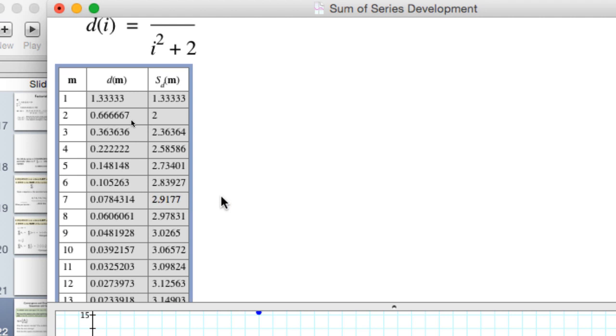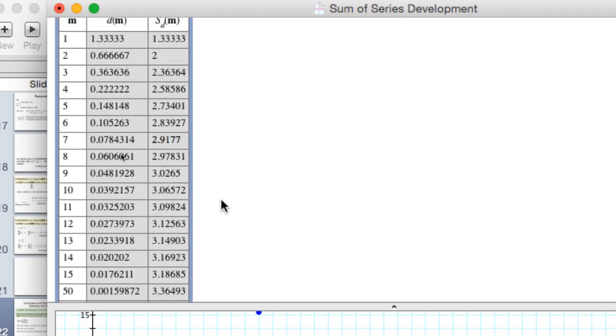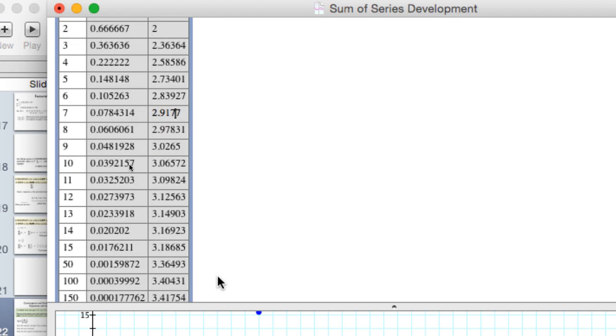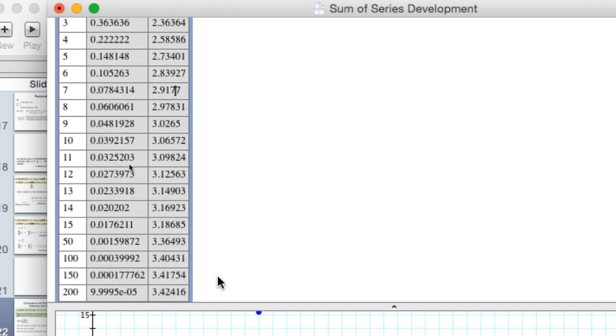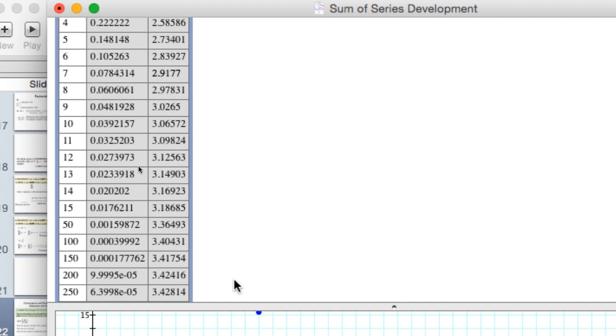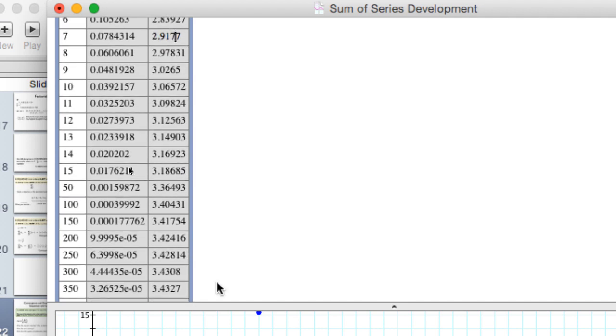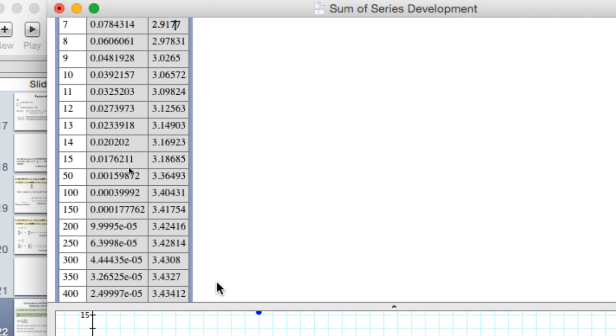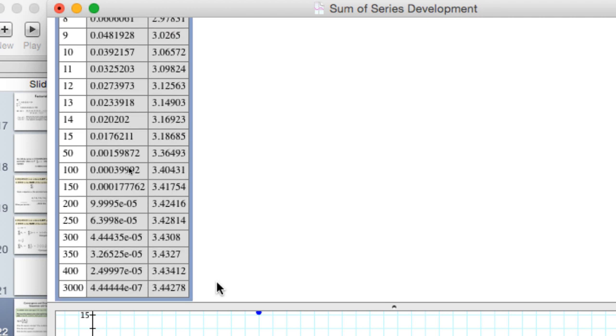And if you look here, by 50, we're up to 3.36, at 100, 3.4, 200, 3.42, 250, 3.43. And so it's still getting bigger, but by smaller and smaller amounts, right? So now we're at 3.43. Then I just got impatient and went to 3,000. And at 3,000, 3.44278.